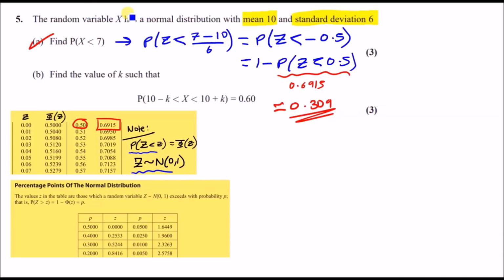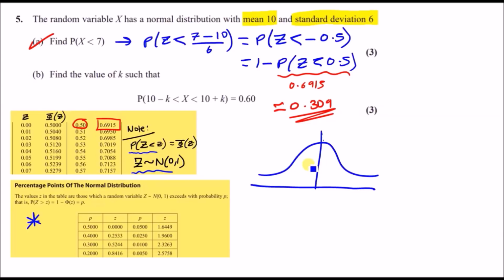Now, for part B, we're going to actually use this table here, and you're going to see why. So it says here to find the value of k such that the probability of x is between these two things, and it must equal 0.60. Now, to work out this probability, I recommend you draw a normal distribution graph here, the bell curve. The bell curve looks like something like that. And one thing we know about the bell curve is that it's always symmetrical about its mean.